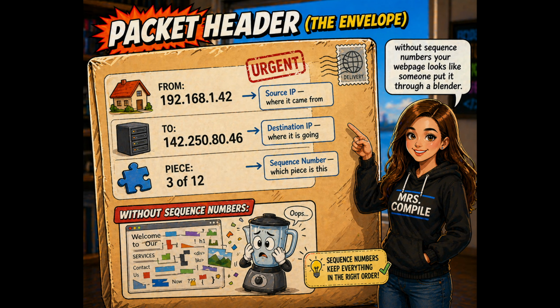Source IP address. Where the packet came from. Your computer's address. Destination IP address. Where it's going. The server's address. Sequence number. Which piece of the puzzle this is. So, the other end knows to put packet 3 after packet 2, not before packet 1. Without this, your web page would look like someone put it through a blender.